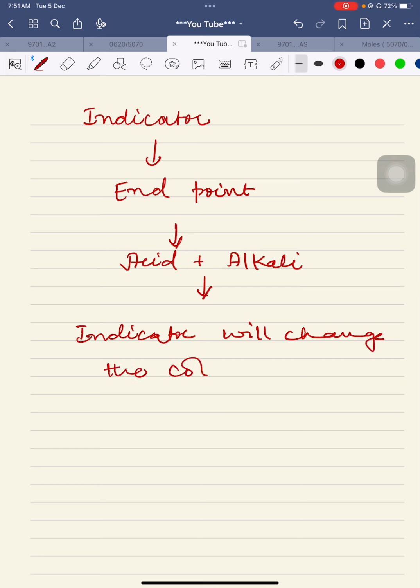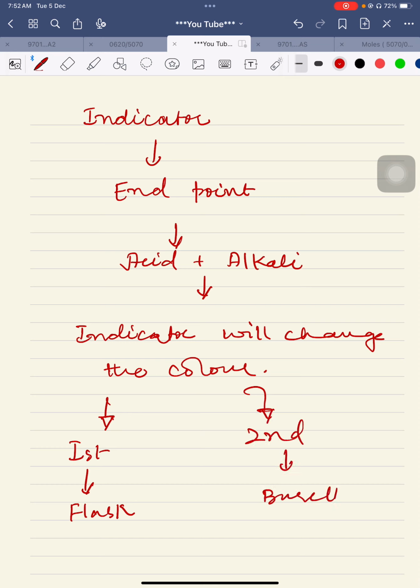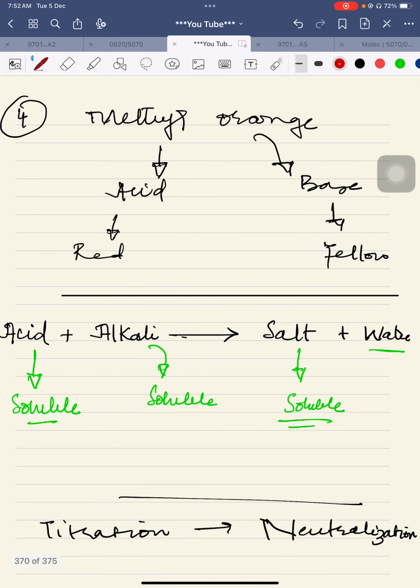Okay, now the first point is that the first color is according to the flask, and the second color is according to the burette. Remember this, this is the trick which I am telling you. For example, for methyl orange, if you have taken an acid in the flask, what will be the color? It will be red. And if the burette has base, then the final color will be yellow.